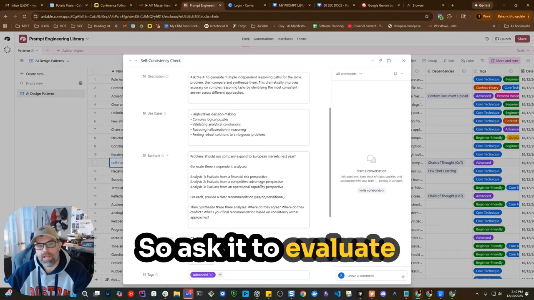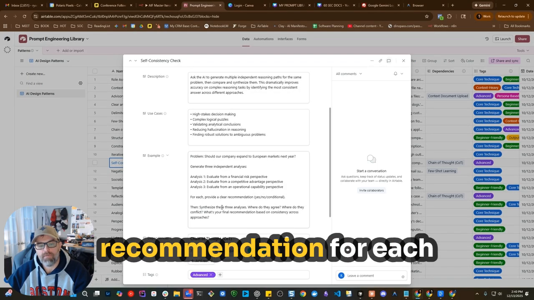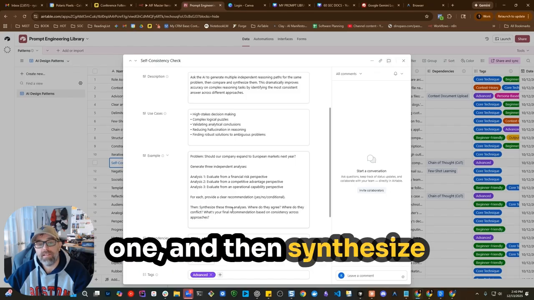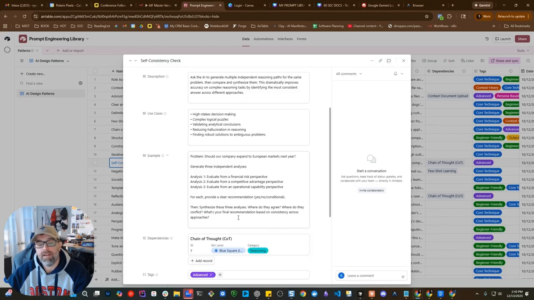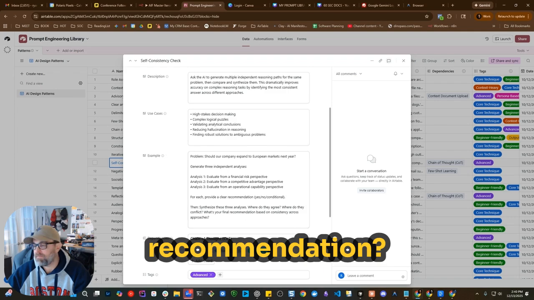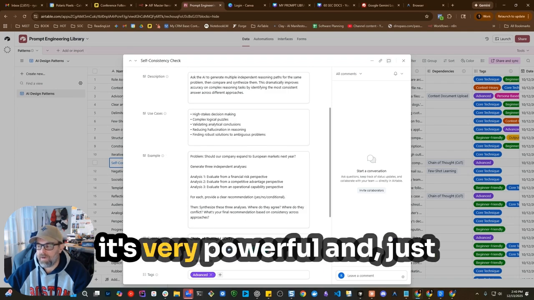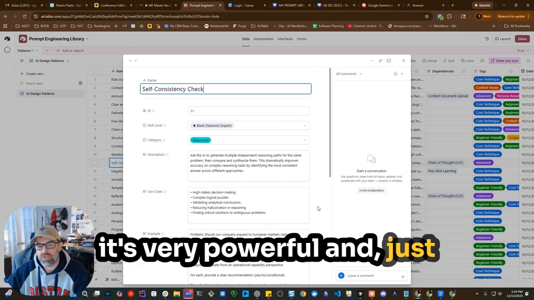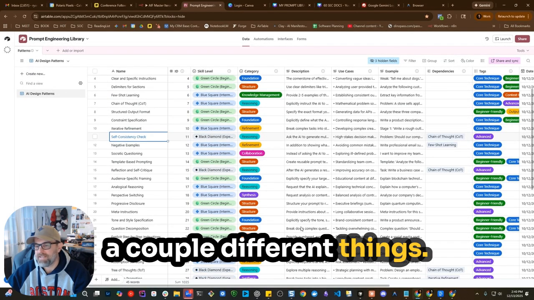So ask it to evaluate from multiple places, provide a clear recommendation for each one, and then synthesize them all together. Where do they agree? Where do they disagree? And what's your final recommendation? So this is advanced, but it's very powerful, and just try it. Just try this stuff for a couple different things.